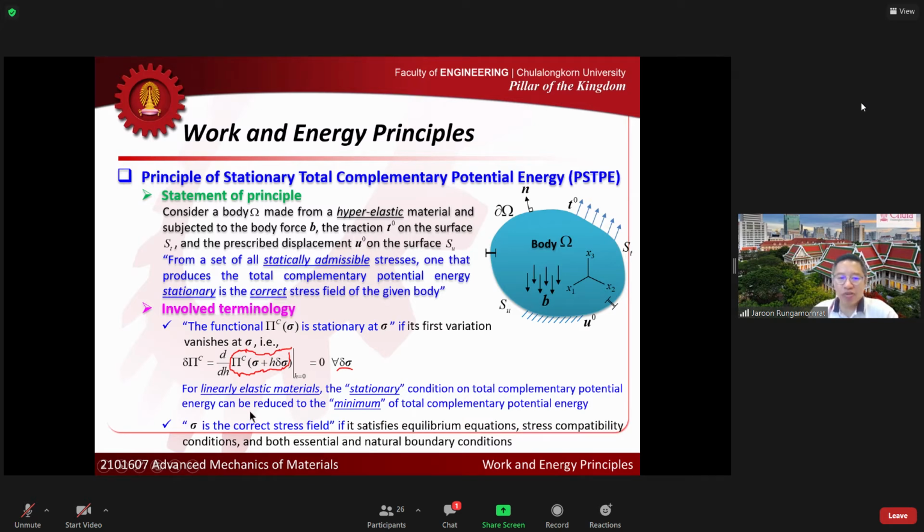So now if you want to verify that stress is the correct one, you don't need to check all these conditions. You just simply verify that pi c is stationary at that stress. Now you can say that stress is the correct one. In this sense, it allows you to reformulate the problem again in terms of stress without using the classical conditions. You can use the condition we have here related to the stationary or minimum condition for pi c.